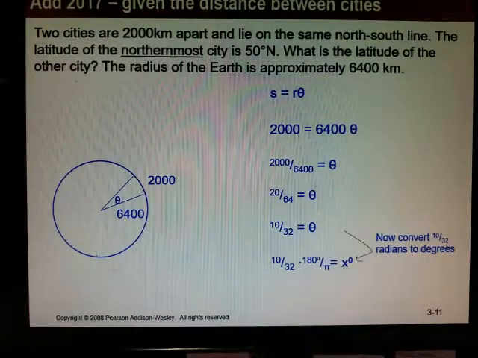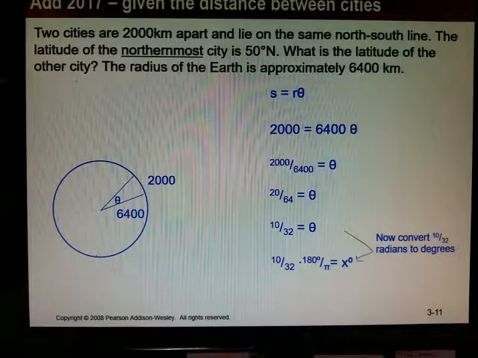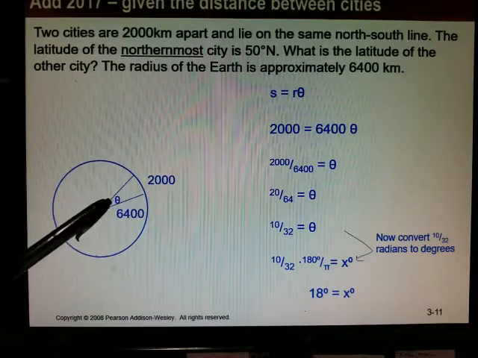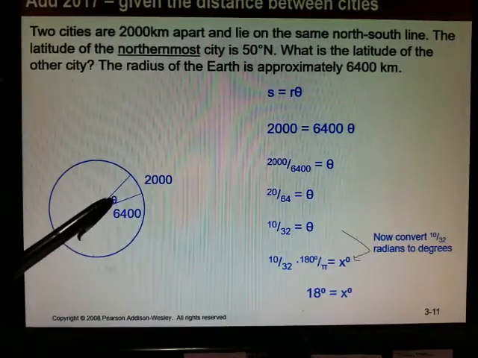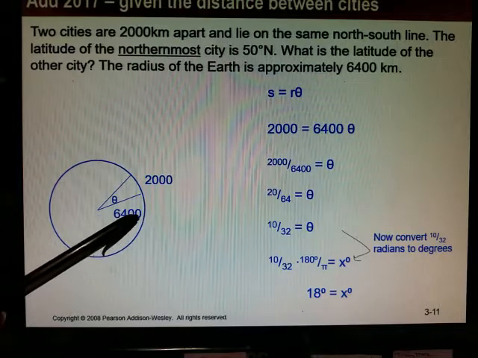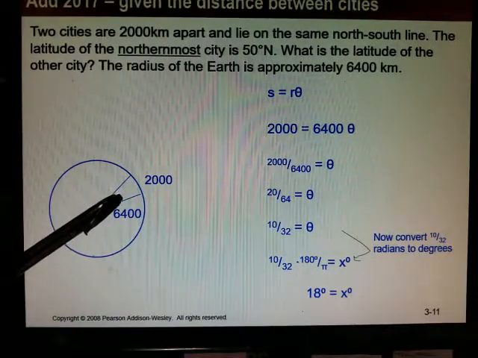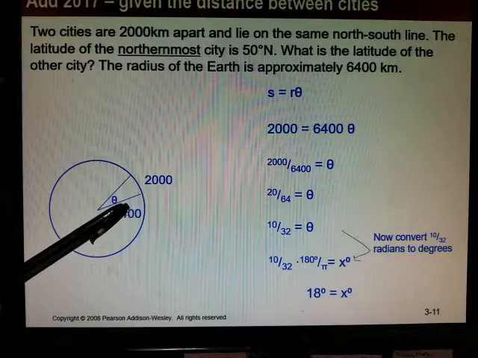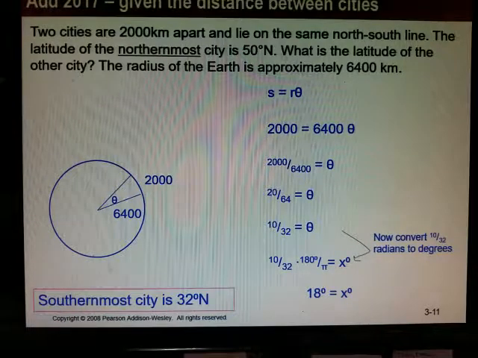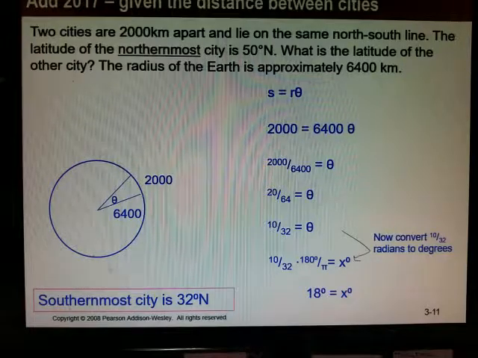To convert it to degrees, remember we multiply by 180 over pi, and that would give me my answer in degrees so far. Now my final answer is not 18. That's the measurement between these two cities, 18 degrees right here. Remember, the northernmost one all the way up to the top was 50. The angle between them is 18. So what I really need to say for my final answer is 32 degrees north. The southernmost city is 32 degrees north of the equator, basically.